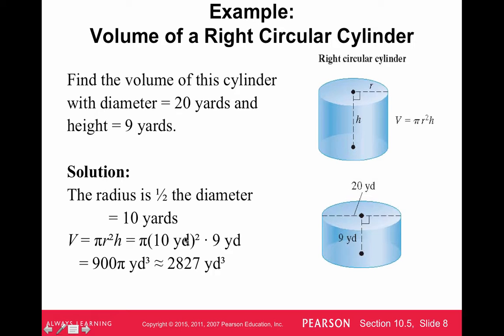I usually don't put the unit in until the end. I don't like putting the units in the middle of the problem. I think it's kind of bad form. But anyway, we're going to do pi times 10 squared times 9. Multiply those together. 10 squared is 100 times 9 is 900 times pi gives us approximately 2,827 yards cubed, because remember this is a volume, so it is a unit cubed. Alright, so that's the volume of this particular can or water bottle or something like that, or tube.